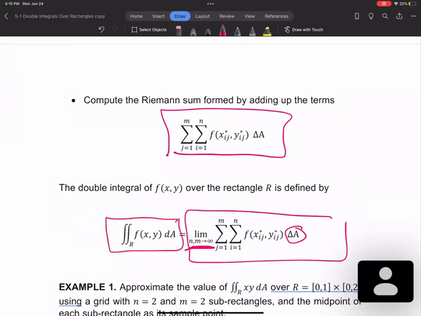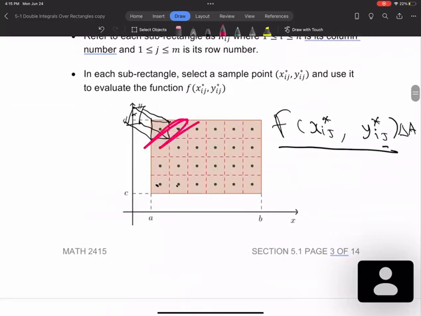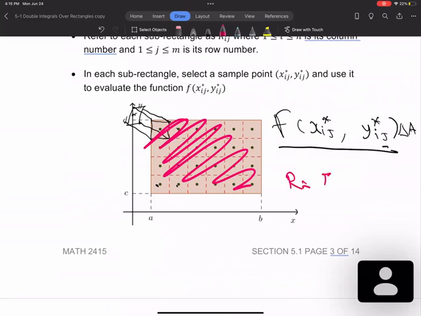So what is R? R is the region. So R is this. This is R. This is my region. In this case, it is [a, b] cross [c, d]. Okay, that's the rectangle.